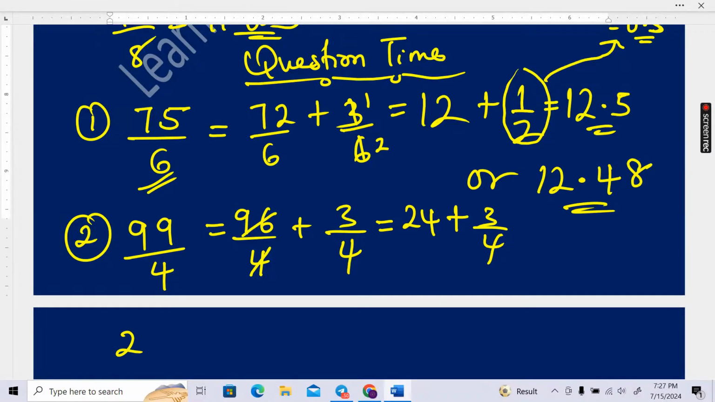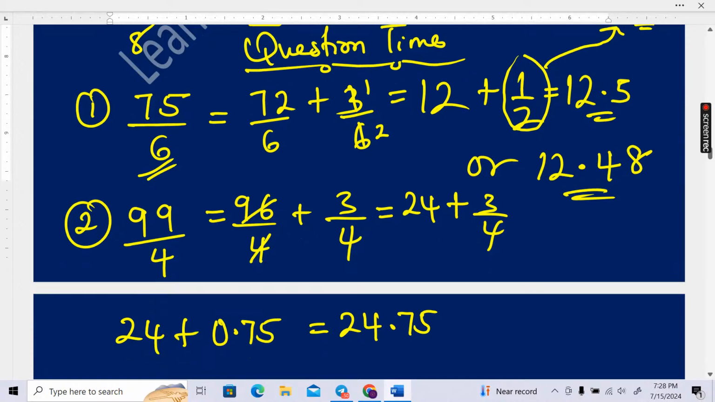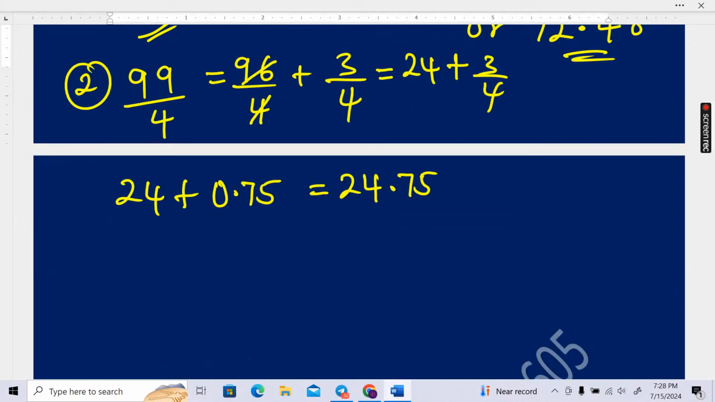Now the decimal expansion of 3 over 4 is 0.75. So that will be equal to 24 plus 0.75, that's 24.75. So 99 divided by 4 is equal to 24.75.